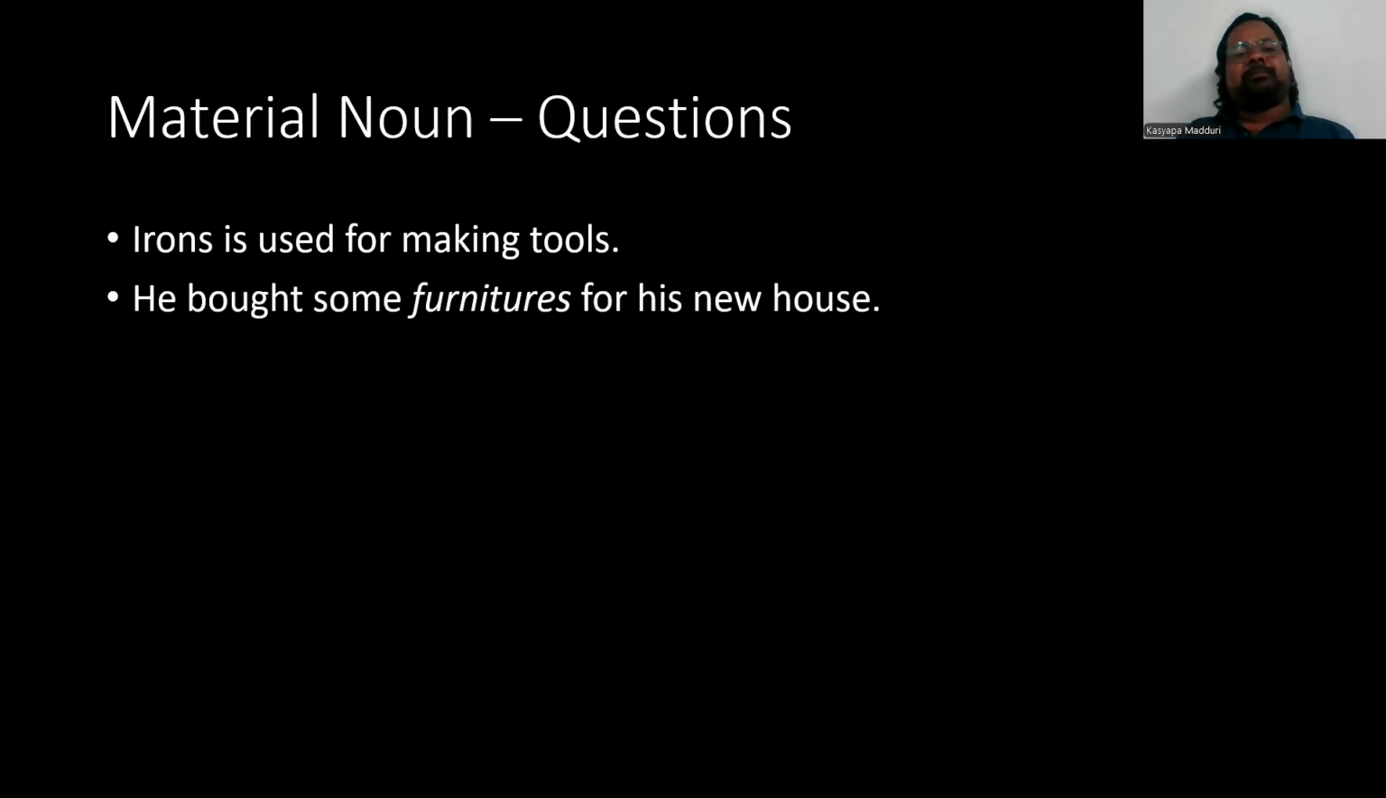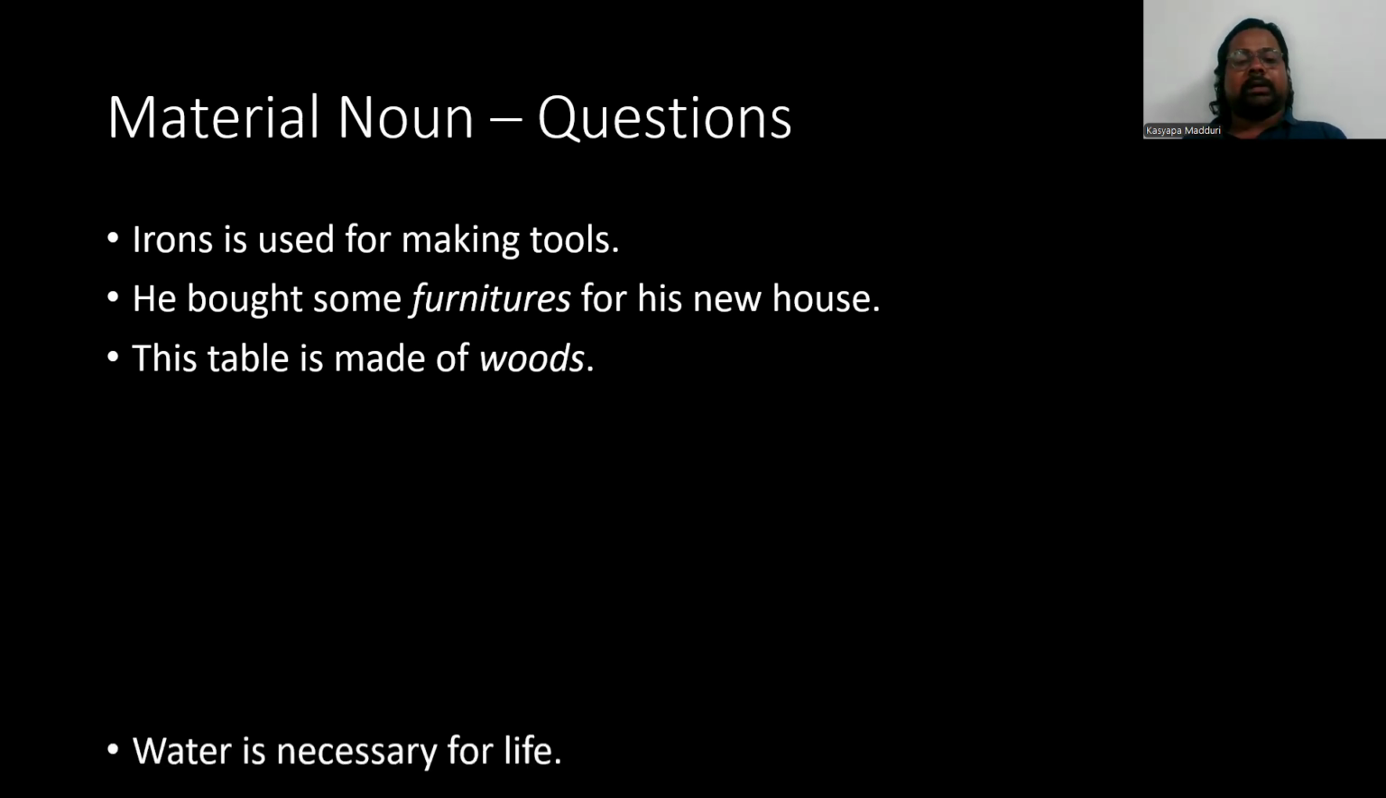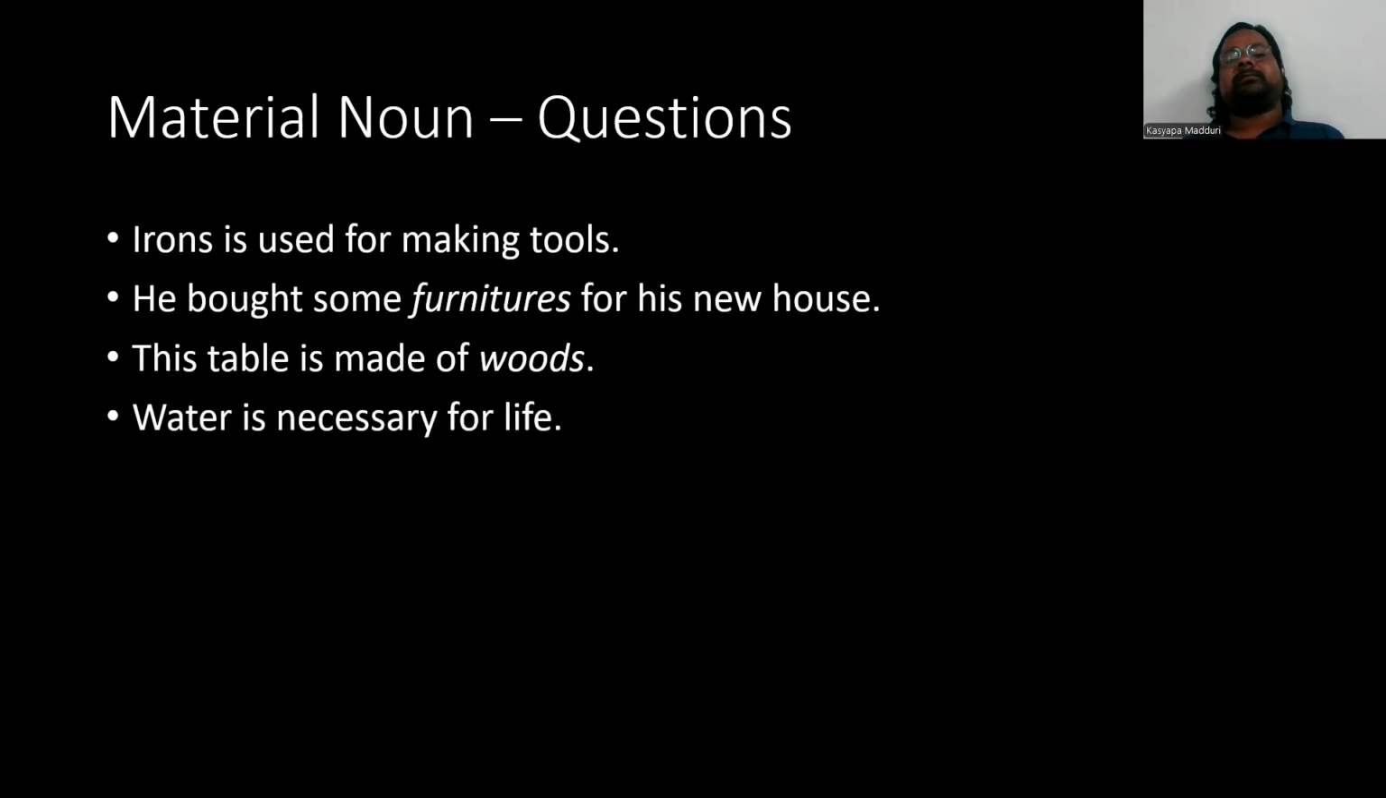Okay, next. "He bought some furnitures for his new house." Now again, we say sofa is a furniture, bed is a furniture. But what is the plural? Plural is also furniture. It is not furnitures. So, he bought some furniture for his new house. The S is extra, so it is a wrong statement. Next. "The table is made of woods." No, right? It's just wood. The table is made of wood. It's not woods.